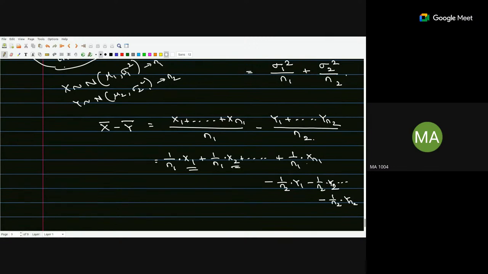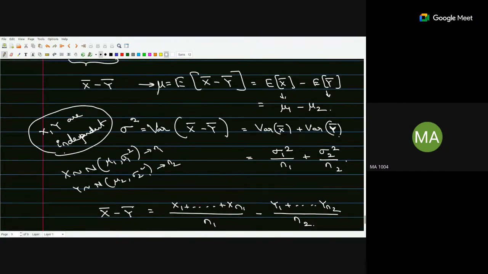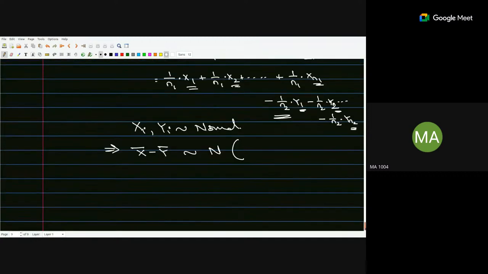Okay, you see x1, x2, up to xn1, y1, y2, up to yn2 all follow normal. So all xi's and yi's follow normal, and this is just a linear combination. A linear combination means some constant multiplied by x1, some constant multiplied by x2, and similarly some constant multiplied by y1. So a linear combination of normal distributions follows a normal distribution. From this I can imply that x bar minus y bar will follow a normal distribution, and I have also computed the mean and the variance: mean mu 1 minus mu 2, and variance sigma 1 square by n1 plus sigma 2 square by n2. Okay, so now we got it.